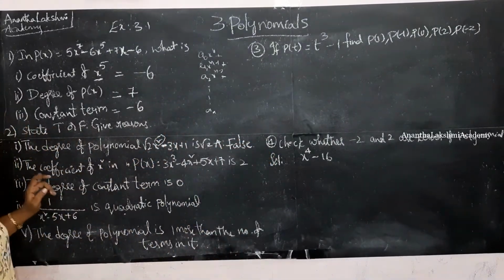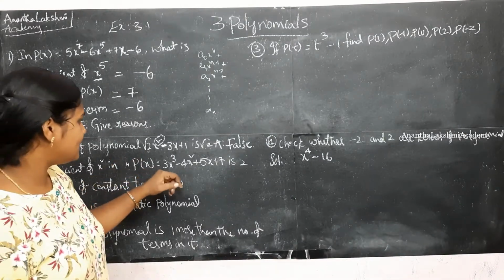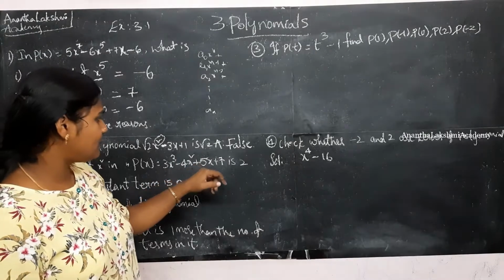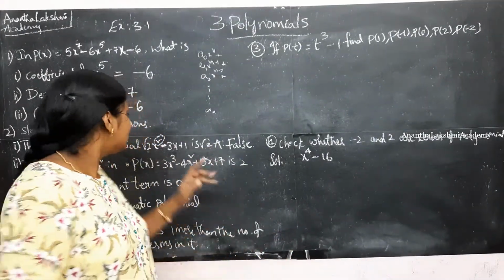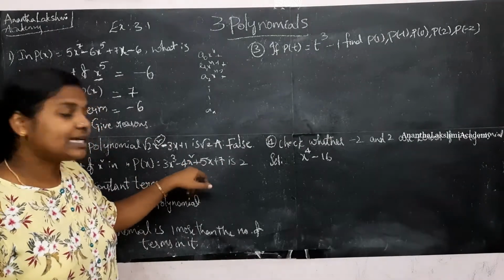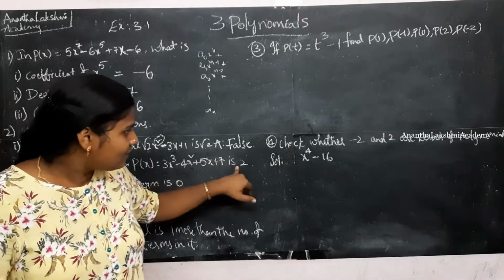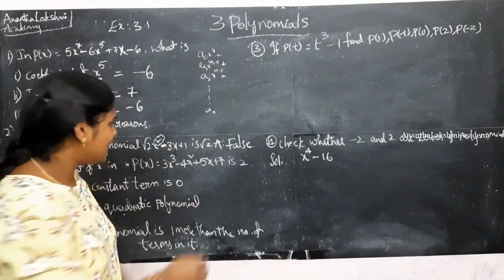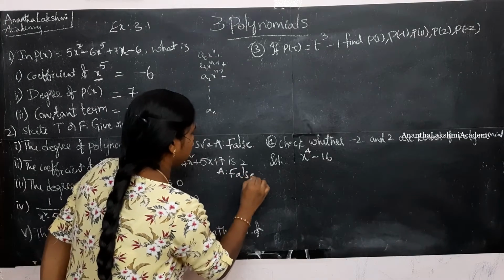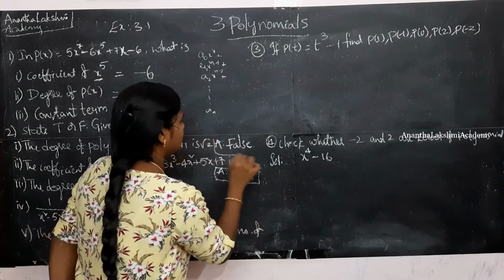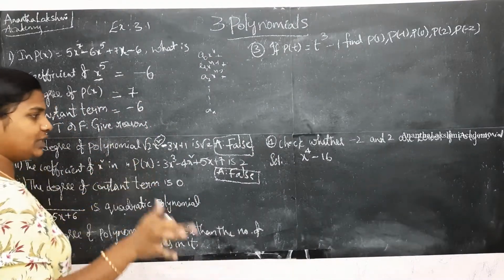Next, the coefficient of x square in polynomial p of x is equal to 3x cube minus 4x square plus 5x plus 7 is 2. Forget about what he has given. What is the coefficient of x square? It is nothing but minus 4, isn't it? Then what is given? 2. So the answer is again false. I'm boxing them to give a better look for you guys to understand.